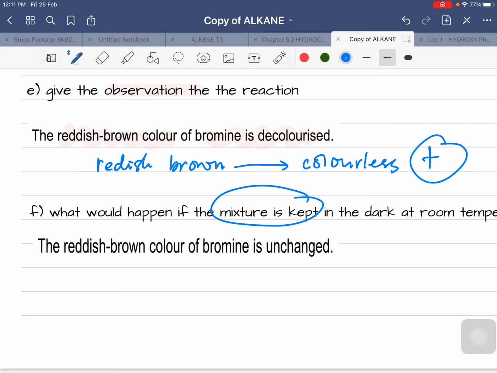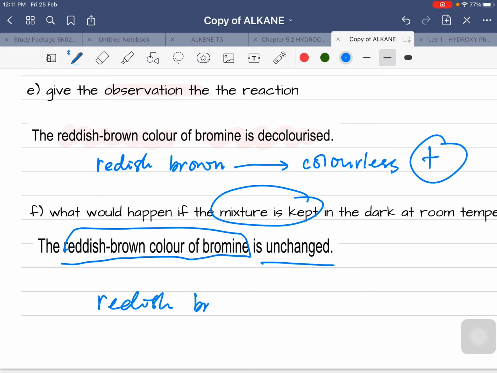Then how do we know there's no reaction? So we can see that the reddish brown color of bromine remain unchanged. So mula dia reddish brown, and then kita masukkan alkane dan bromine, lepas tapi hanya simpan di tempat gelap. So reddish brown tu kekal sebagai reddish brown.